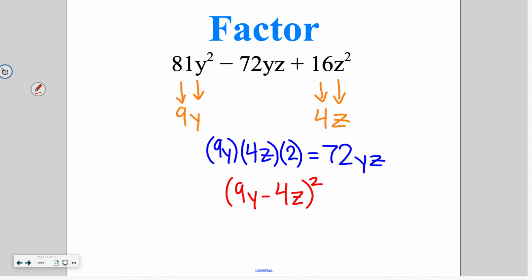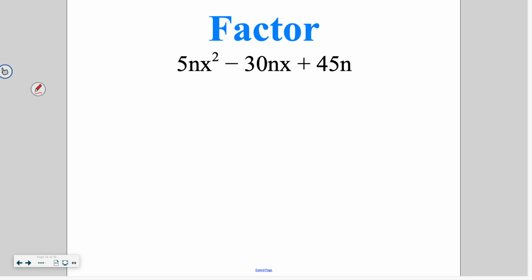So when I solve, square root the front, square root the back, check out the middle term. It is a subtraction in the middle, so we have 9y minus 4z squared.